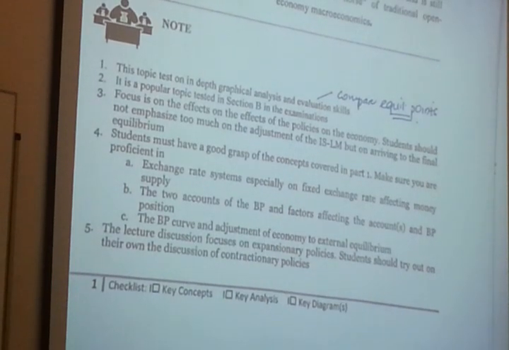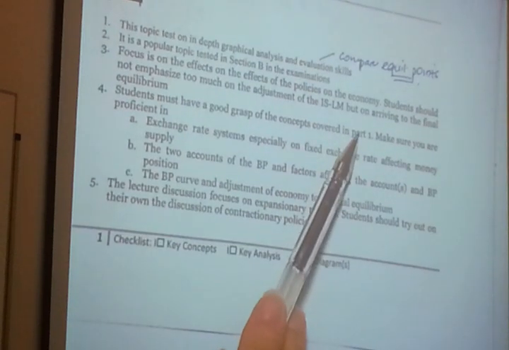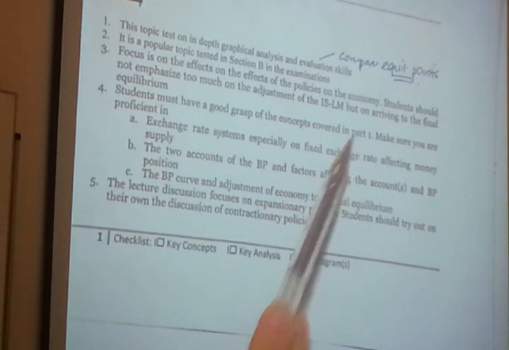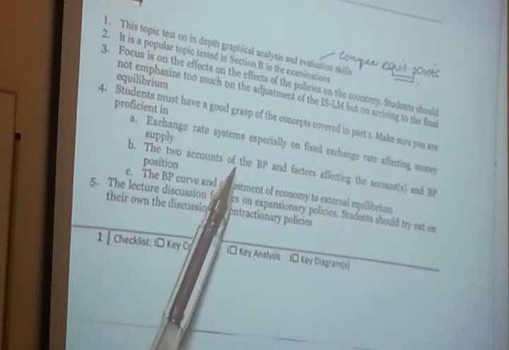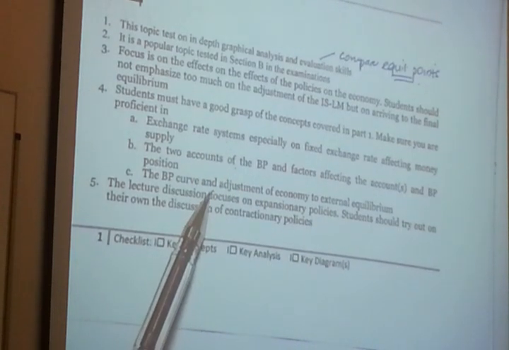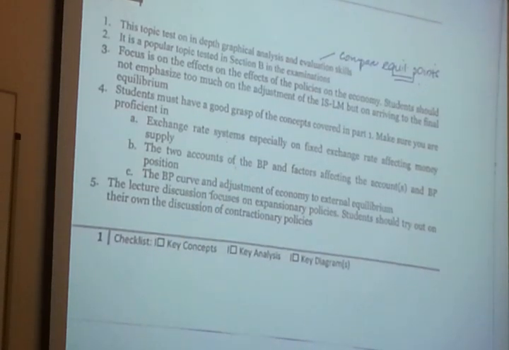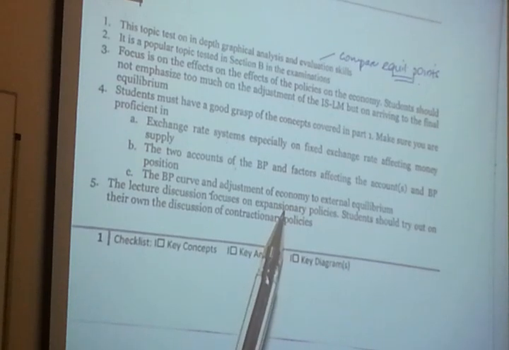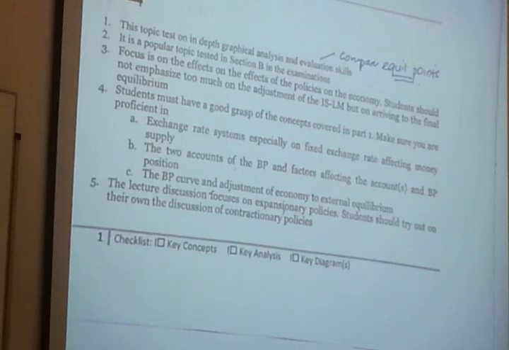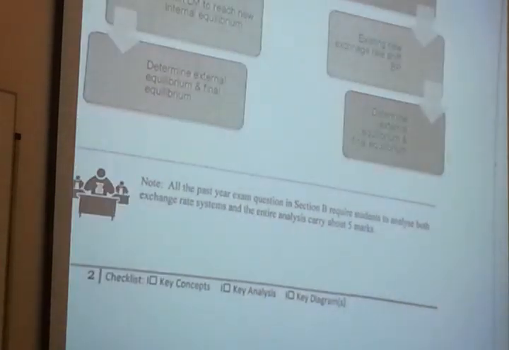But to do well for this topic, you must be proficient in topic 6, part 1: exchange rate system, the BP account, the BP curve. Now, as we move along, you will see it will reinforce your learning. So you need lots of practice. In the lecture notes, we tend to discuss expansionary policy because it's common. Most countries are using expansionary policy. But on your own, you should practice contractionary policy. So with that, let's start with the first set.